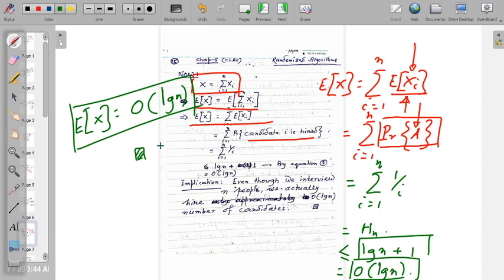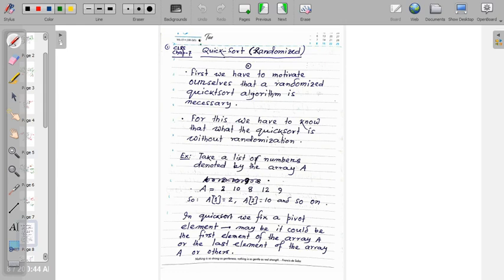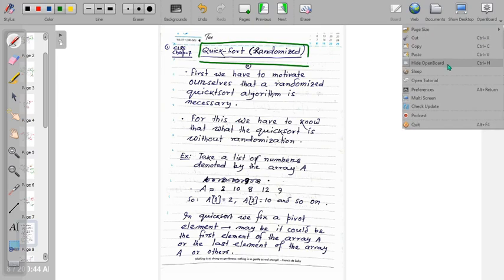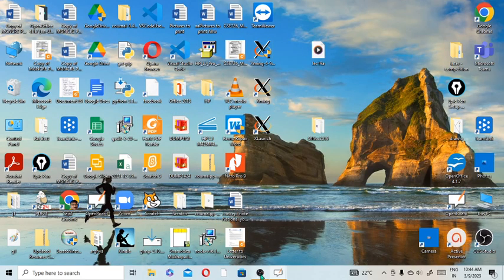So this hiring assistant problem is over. Now in the next class we will be having quick sort, randomized quick sort. Any question?